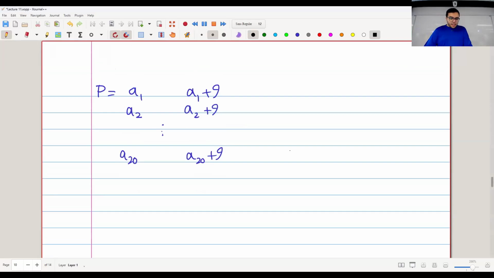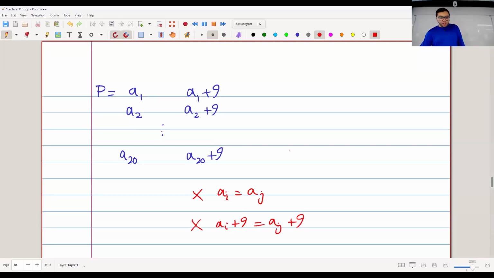But the 2 that are the same cannot both be from the left side, because I cannot have AI equal to AJ. This is impossible. Because AI was the number of goals in the first I games, and AJ was the number of goals in the first J games. And we said that every game had at least 1 goal. So AJ and AI, they're different. They're not the same. But for the same reason, I can also say that it's impossible to have AI plus 9 equal to AJ plus 9, because this would also mean that AI was equal to AJ.